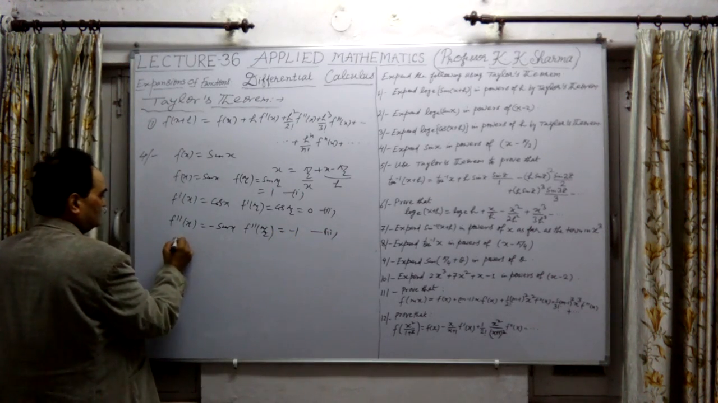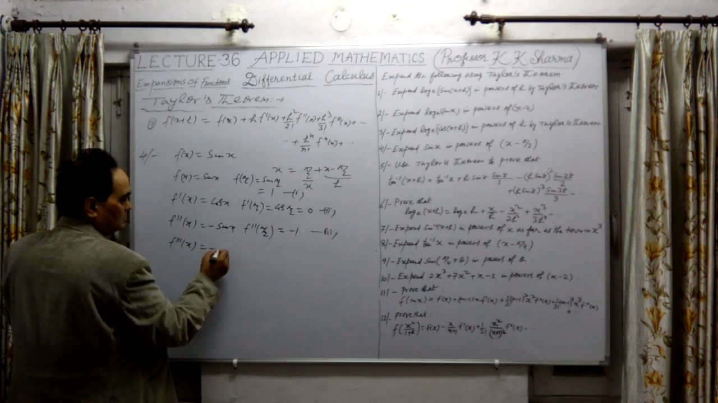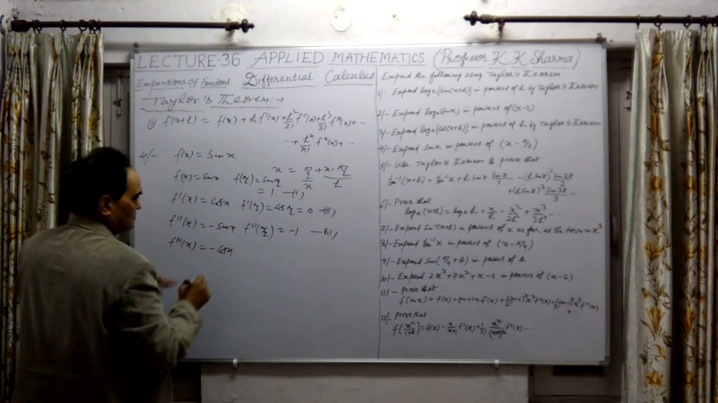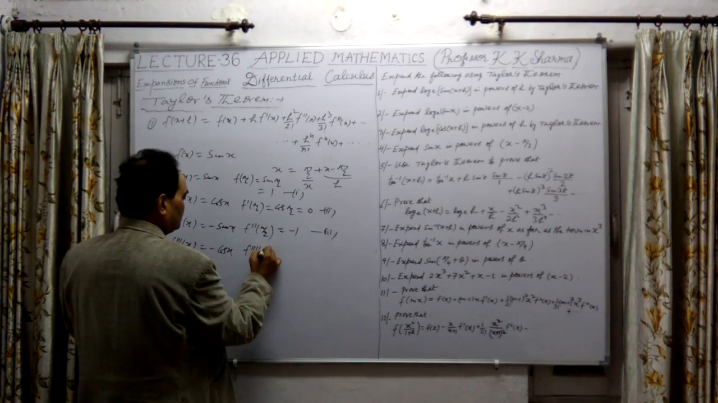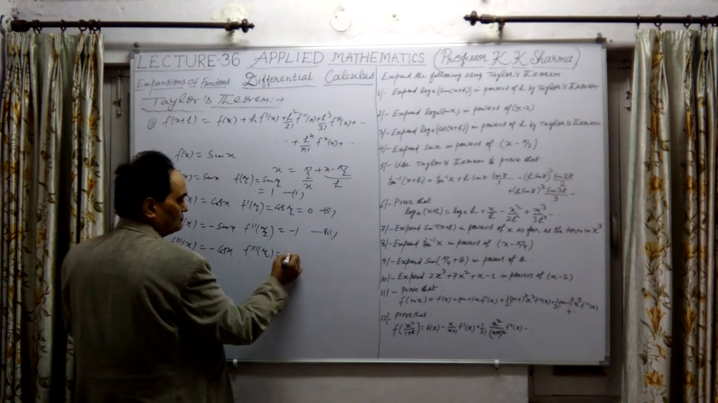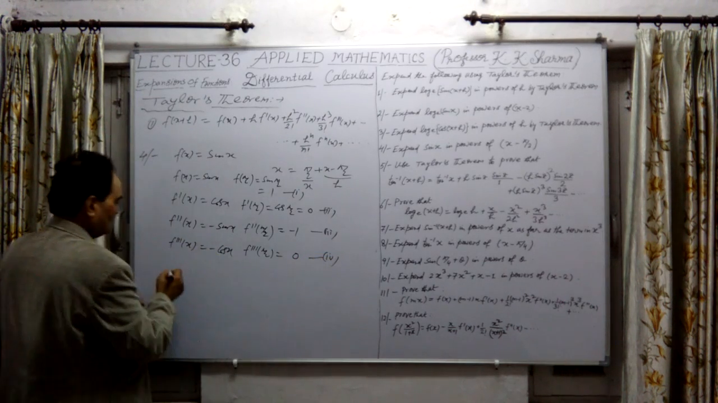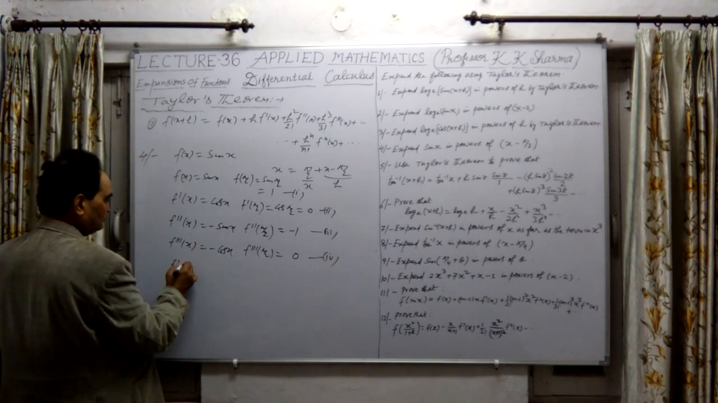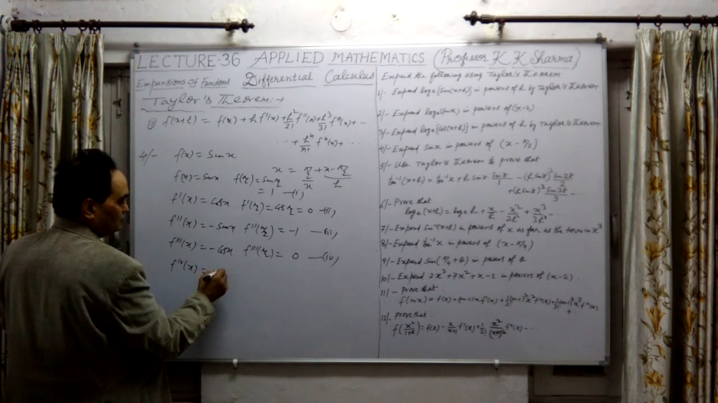Now let me find the third derivative. The third derivative will be minus cos x. Again f triple dash of pi by 2 is 0 because cos pi by 2 is 0. This is the fourth one. The fifth one then, for the fourth derivative: the fourth derivative of this will be positive sin x.